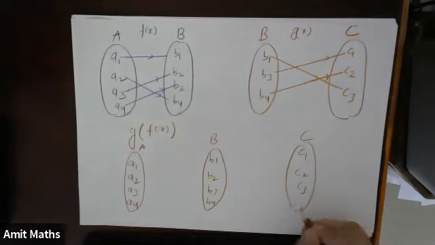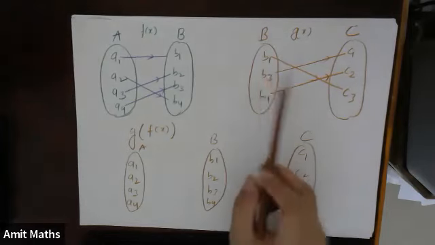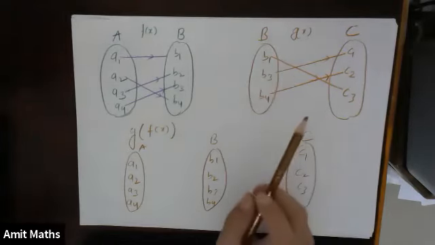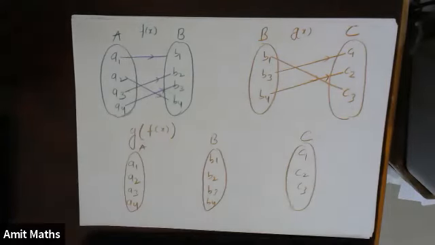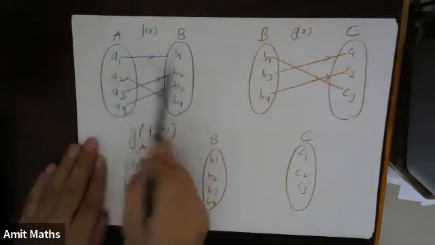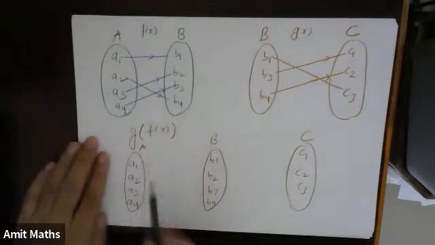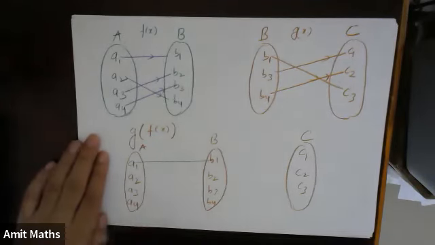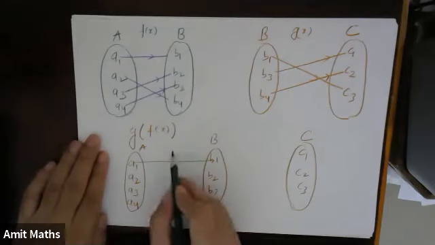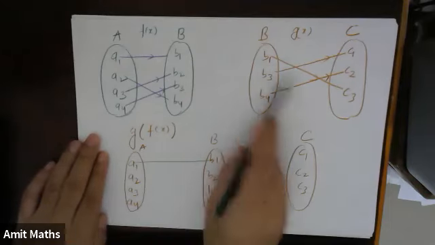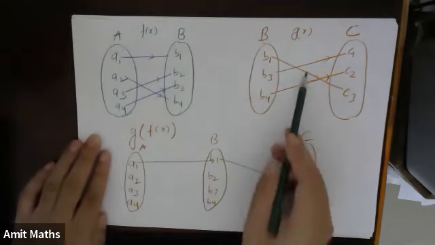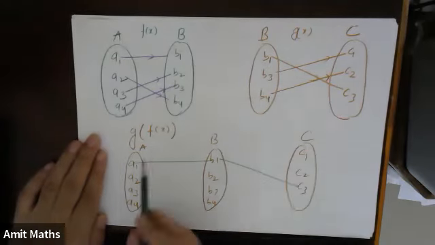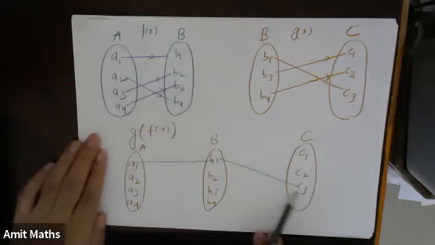Now first, what will I substitute? I will put the input as A1. So A1 will link with B1. This is because of f. Then B1 is getting linked with C3. This is because of g. So when I substitute A1, I get an output C3.